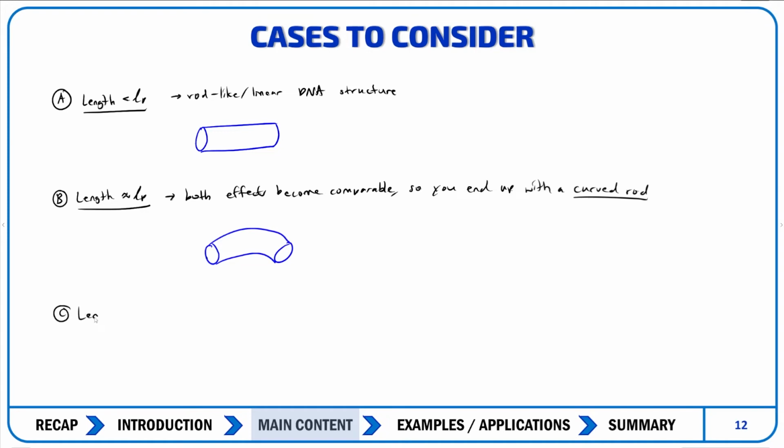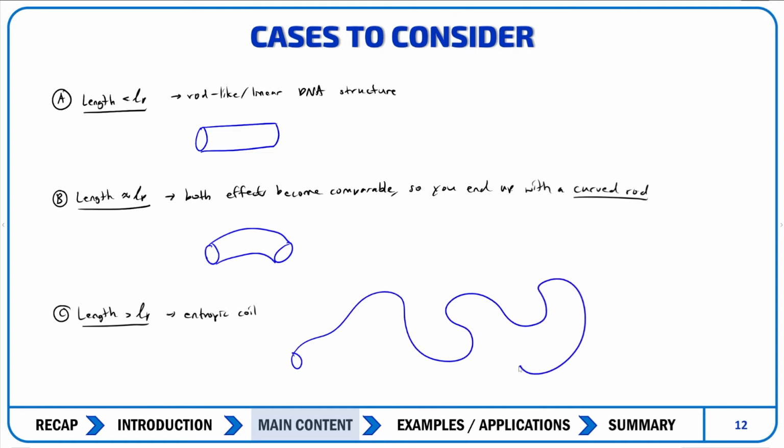And of course, the last option is going to be when the length is greater than LP, in which case you have an entropic coil taking place because it's no longer energetically favorable for it to maintain a perfectly bent structure. So in this case, you end up with just a coil system. Like that.